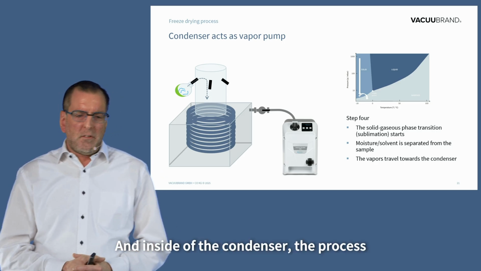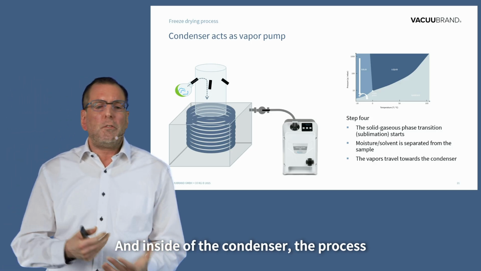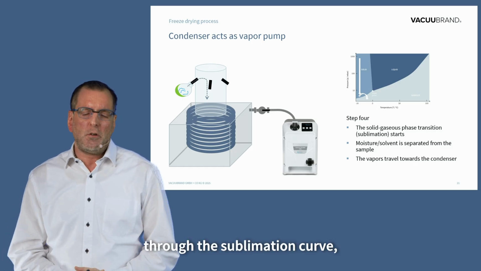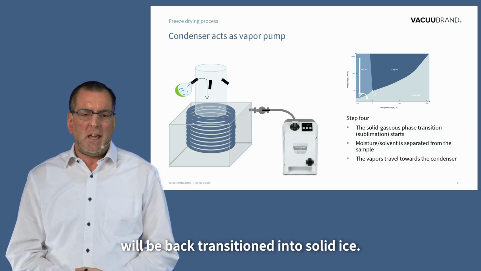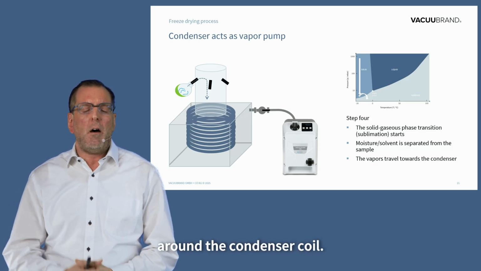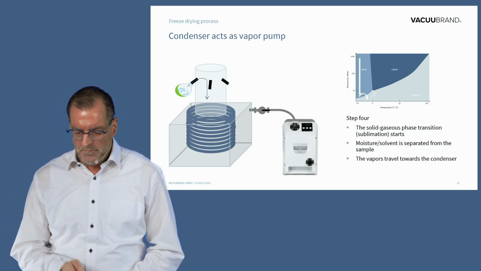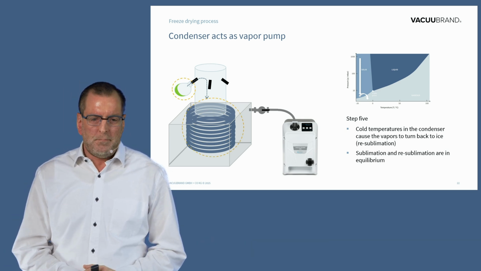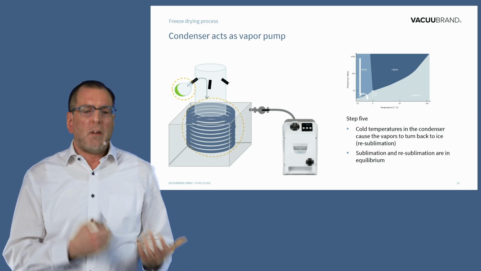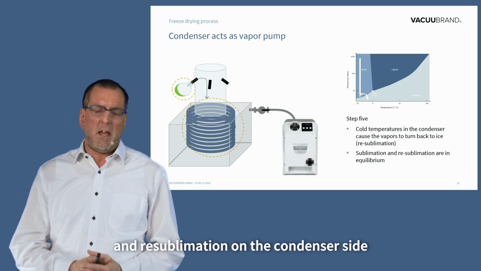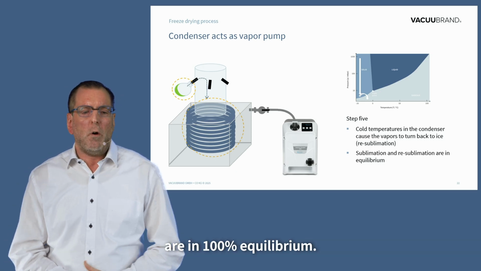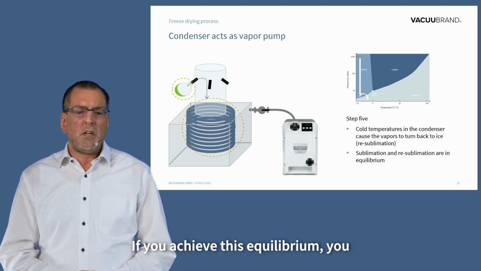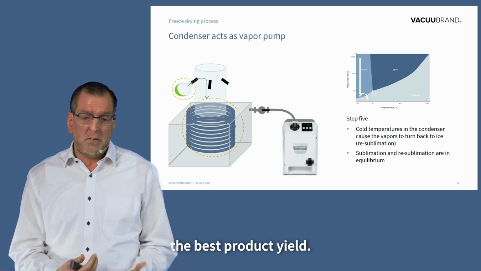And inside of the condenser, the process is actually reversed. So the water vapor, again through the sublimation curve, will be back transitioned into solid ice, and it will build up around the condenser coil. This is called resublimation. And in an optimal process, sublimation on the sample side and resublimation on the condenser side are in 100% equilibrium. If you achieve this equilibrium, you will have a most efficient process and also the best product yield.